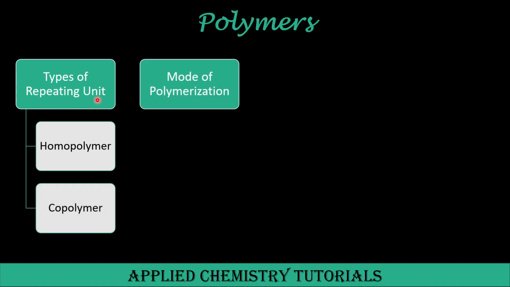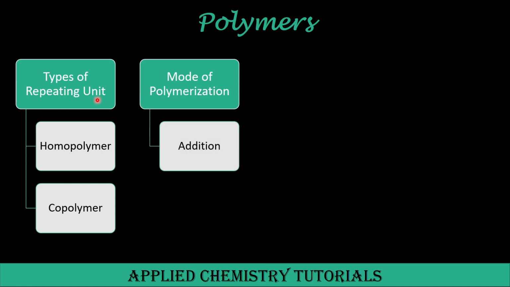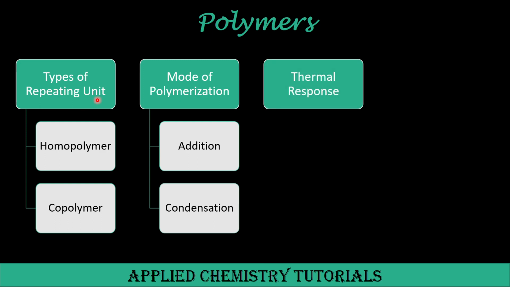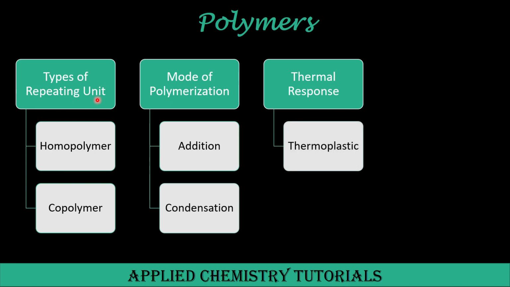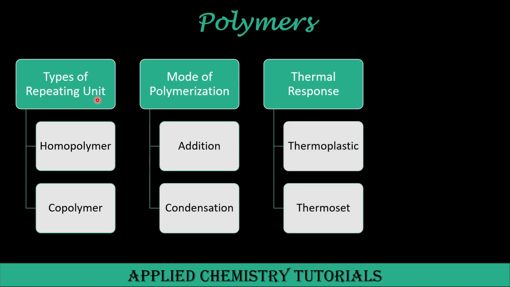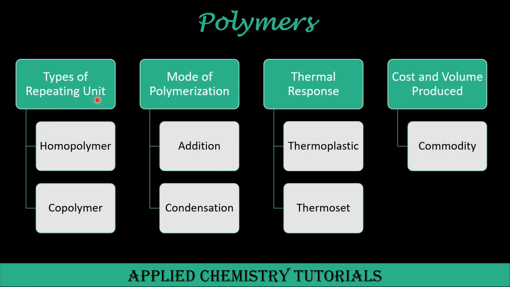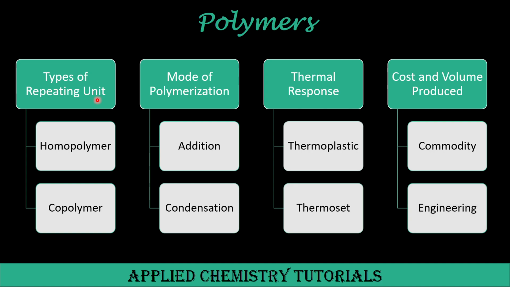The next parameter is mode of polymerization. Based on that, polymers are divided into addition and condensation polymer. Based on thermal response, like how the polymer is behaving under certain thermal condition, polymers are categorized into thermoplastic and thermoset. Then cost and volume produced, based on that, polymers can be commodity polymer and engineering polymer.